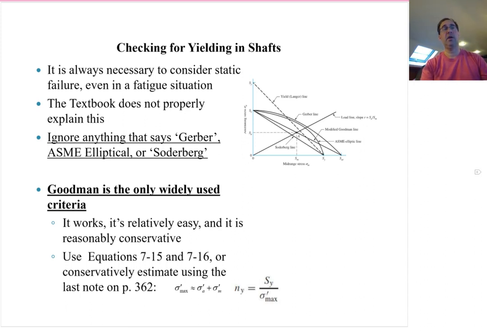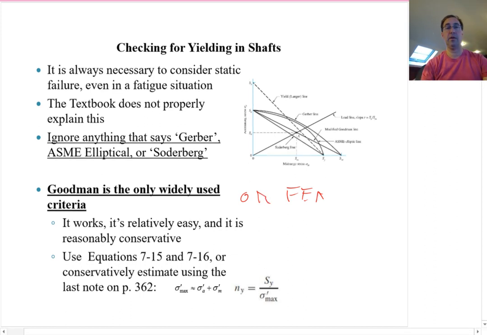It has DE-Goodman, DE-Gerber, DE-ASME elliptical, and DE-Soderberg. Nobody uses any of these ones that are underlined, at least nobody that I've ever heard of. Goodman is the only widely used criterion. If you need anything better than that, then you should be using finite element analysis. So it's either this or FEA. Unless somebody's got a real specific good reason to monkey around with Gerber, ASME elliptical, or Soderberg, there's really no reason to. This should be an OR.